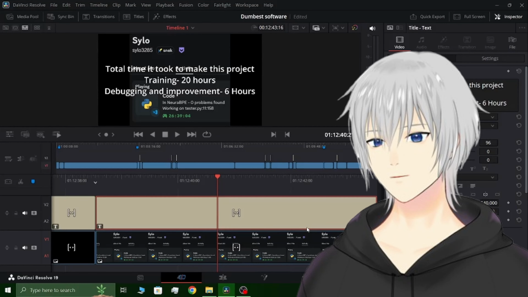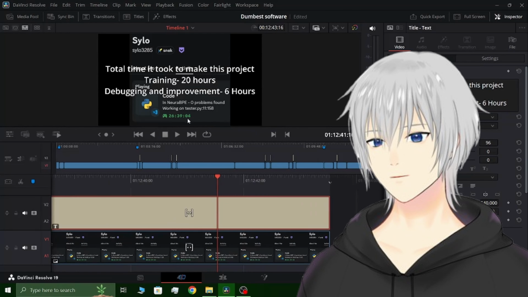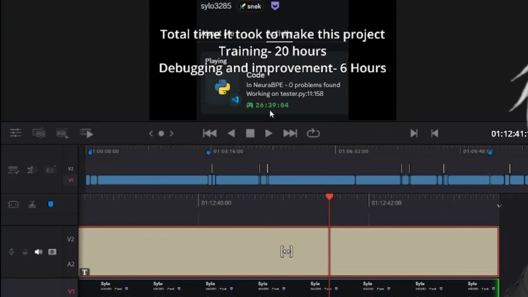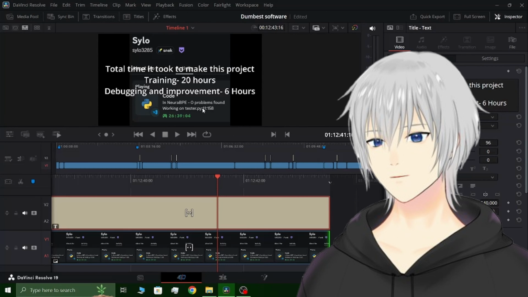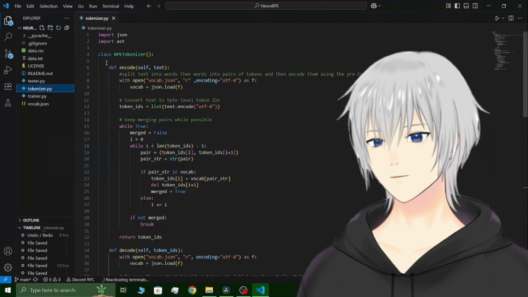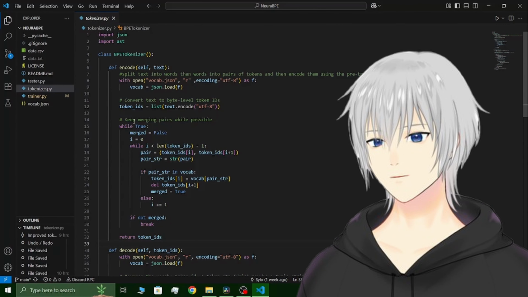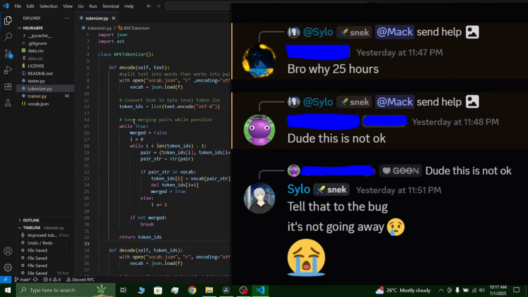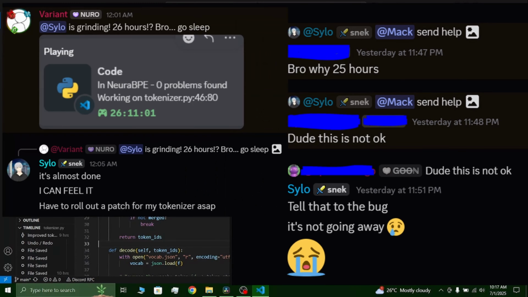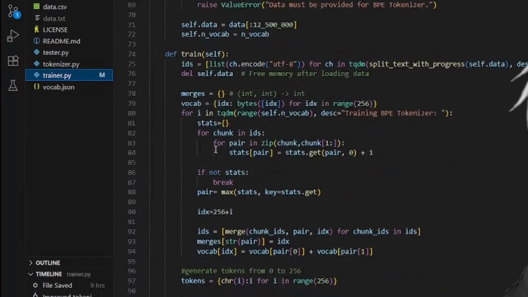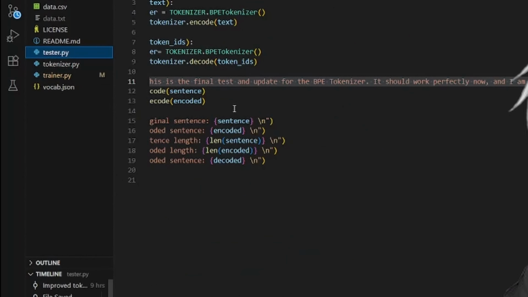Alright, this is Sylo from 2 days later. So basically it took me 26 hours to make, of which 20 hours were training and 6 hours were coding non-stop without any break. So the encoder right here, and then we have the decoder right here. Because it was a whole mess to decode it. I was literally crying in Discord. I may show screenshots. This is the whole trainer and I have tested it. It works.